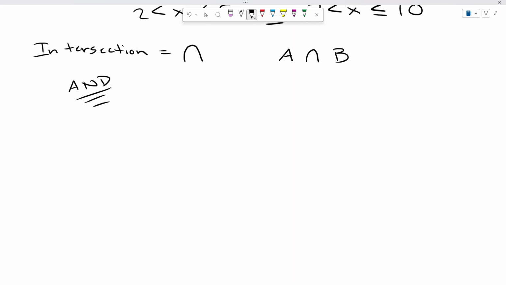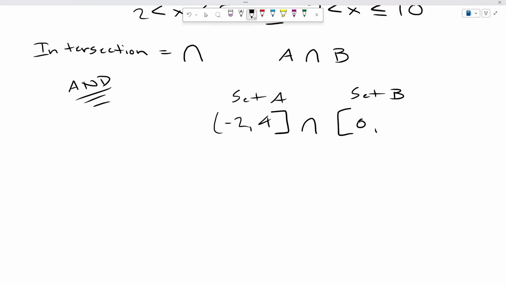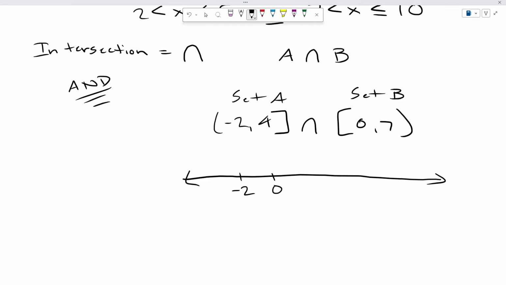So if we were given set A was (-2, 4], and then intersection, this will be our set B, [0, 7). All right. So if we throw this on the number line, so we have -2, and then just throw in 0, and then we have 4, and then we have 7.